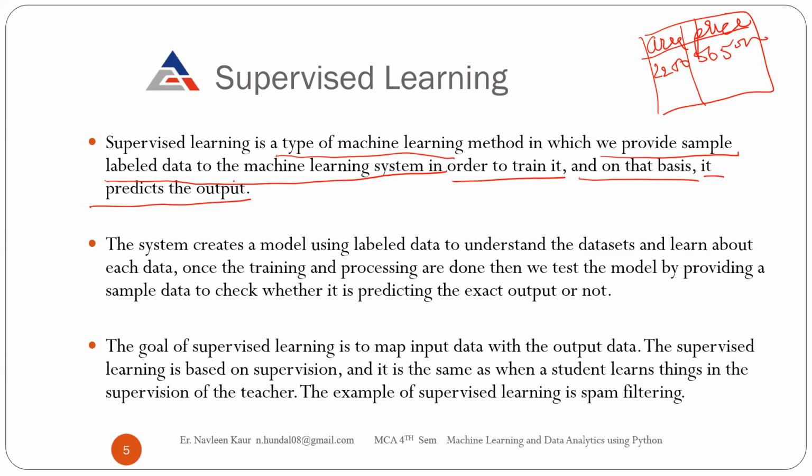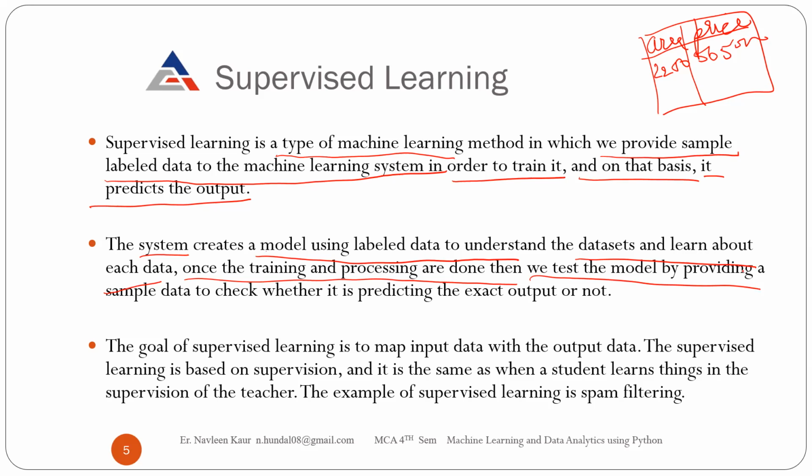Your machine actually uses that data and creates a model to understand the data sets. In yesterday's example, we decided that the model will be linear, on the basis that the points are coming very close to the line. So we say it can be a linear regression model. After deciding the model, it starts learning about each data point. Once the training and processing are done, once you decide the model and train it with the data you provide, what we do after training is test our machine.